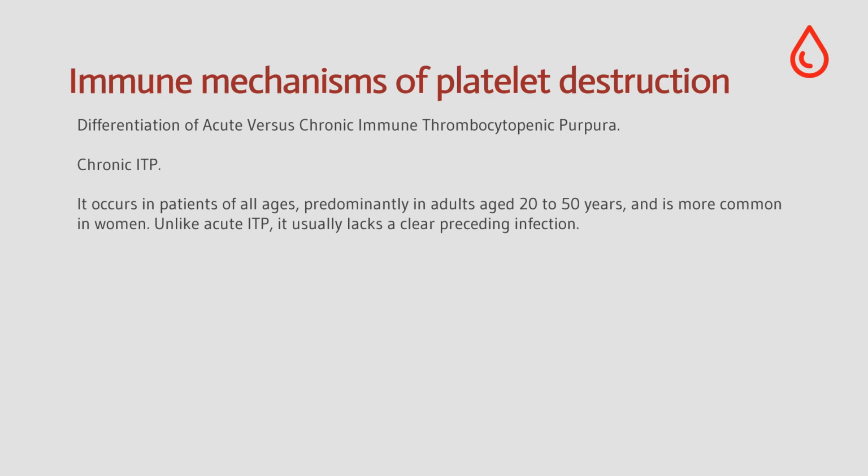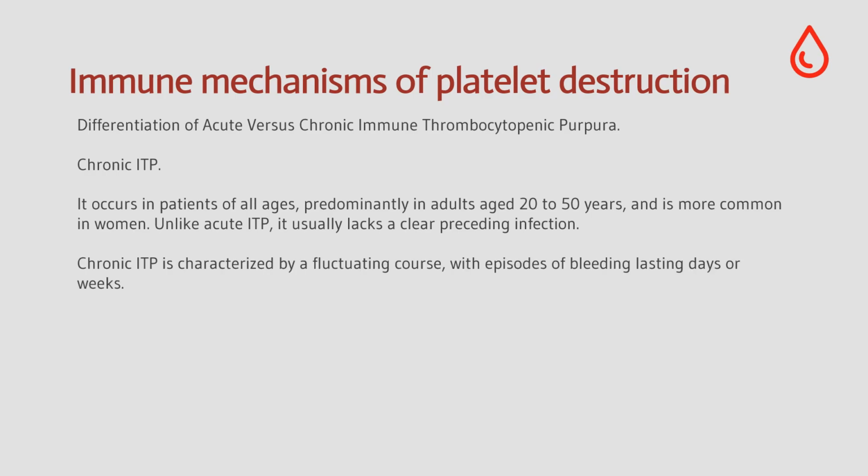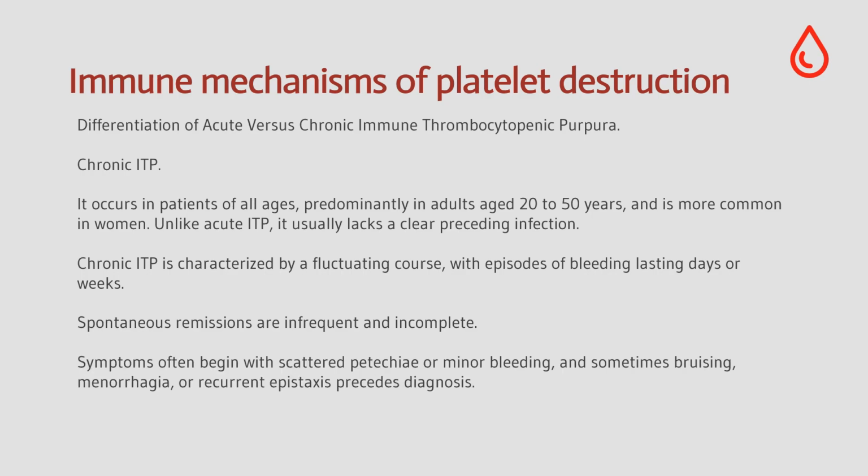Unlike acute ITP, it usually lacks a clear preceding infection. Chronic ITP is characterized by a fluctuating course, with episodes of bleeding lasting days or weeks. Spontaneous remissions are infrequent and incomplete. Symptoms often begin with scattered petechiae or minor bleeding, and sometimes bruising, menorrhagia, or recurrent epistaxis precedes diagnosis.